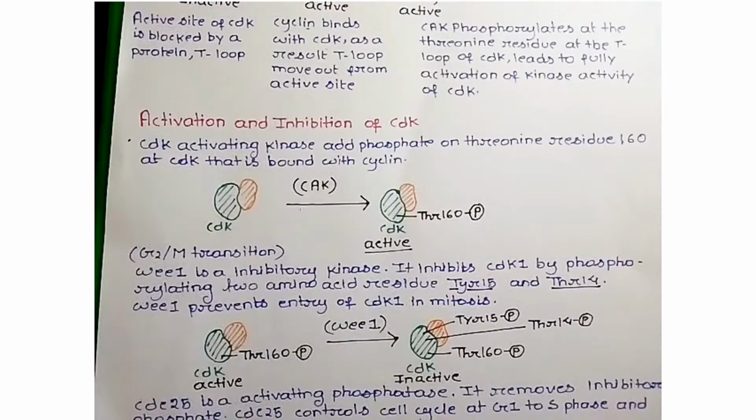Now the cell cycle consists of different types of cyclin and CDK complexes. This cyclin CDK complex shows cyclical changes of inhibition and activation. Now, activation and inhibition of CDK: there are several types of enzymes that lead to activation of CDK, and several types of enzymes that lead to inhibition of CDK.